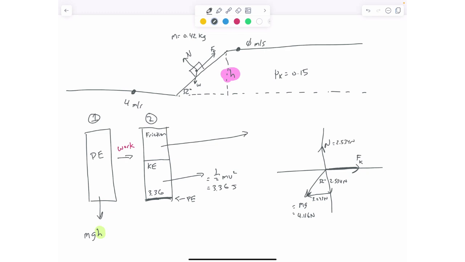Okay. So therefore, this is 2.534 newtons. And of course, then our force is equal to mu sub k, your coefficient of kinetic friction, times the normal force. Normal is 2.534. Mu sub k is 0.15. If you multiply that together, you end up with 0.38 newtons. Okay, so now I know the force.